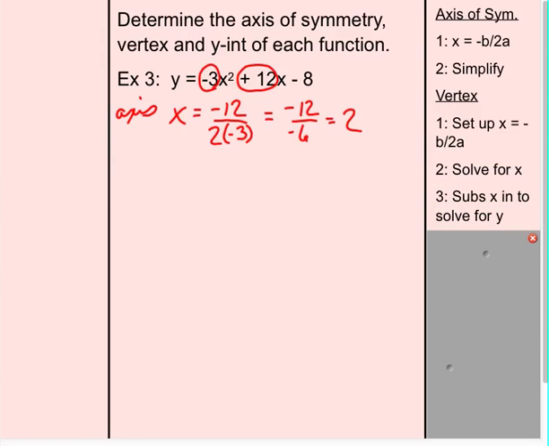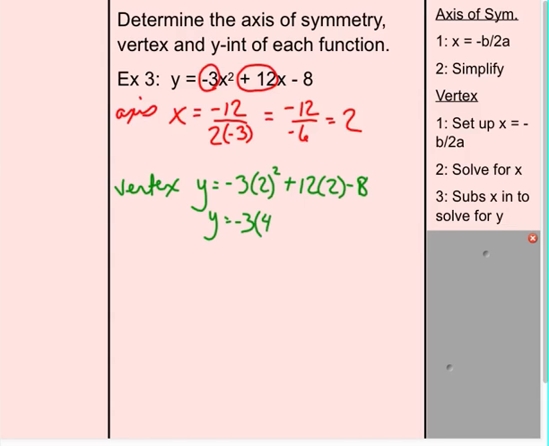To find our vertex, we're going to take that value and substitute it back into the function for x. Remember, just replace the x. None of those coefficients go away when you substitute that 2. All right, evaluating. Order of operations, exponents before multiplication. So in this first term, I'm going to square my 2 before I multiply it by the negative 3. So the negative 3 is going to stay there for a minute. 2 squared is 4. Anytime you have a plus or minus sign, you can keep evaluating. 12 times 2 is 24.